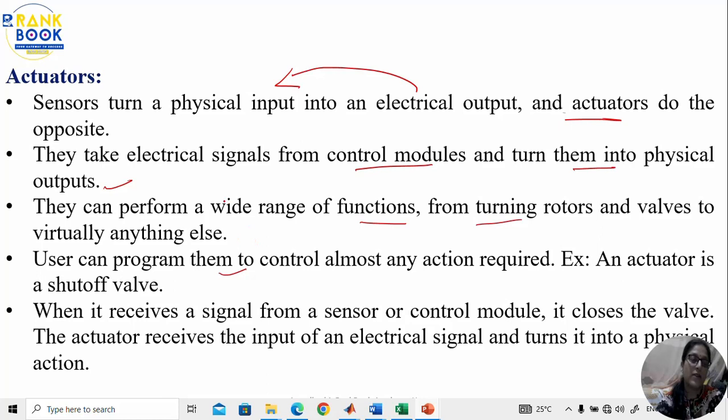For example, we have a shut-off valve, and when it receives the signals from a sensor or control module, it closes the valve. The actuator receives the input of the electrical signal and turns it into a physical action. So that is the information related to actuators.